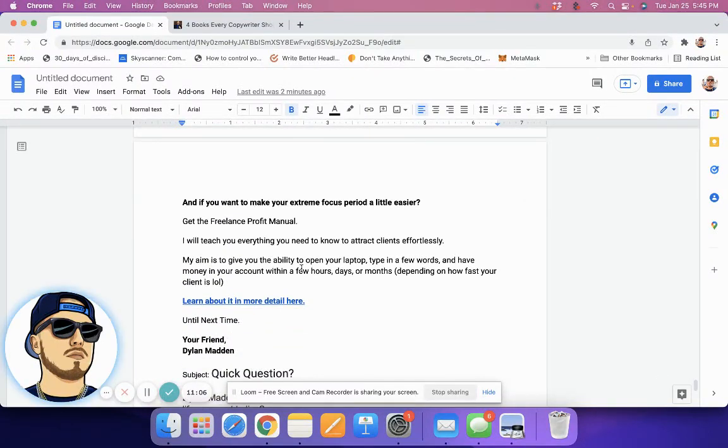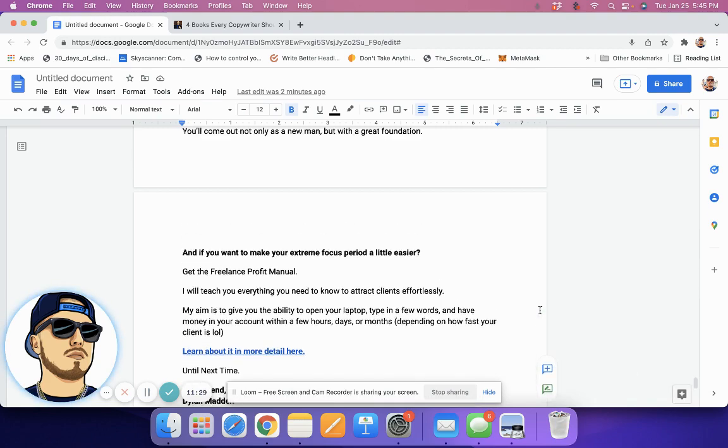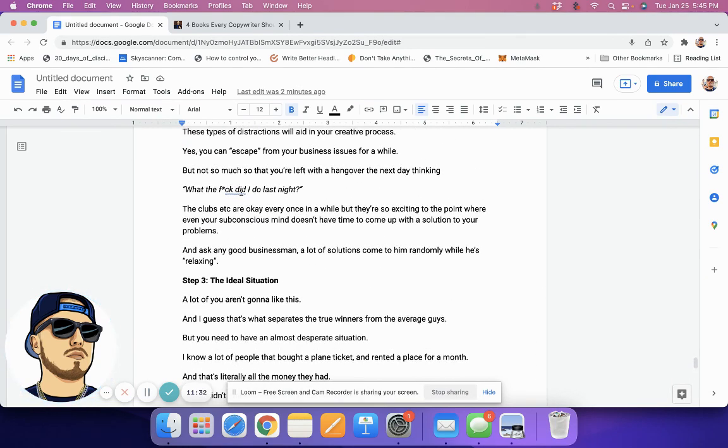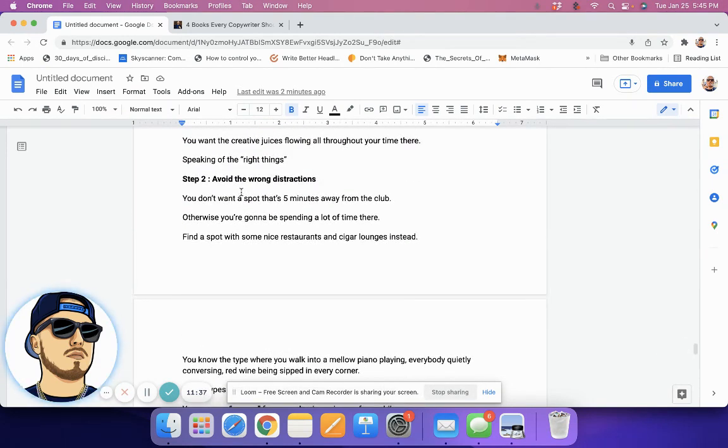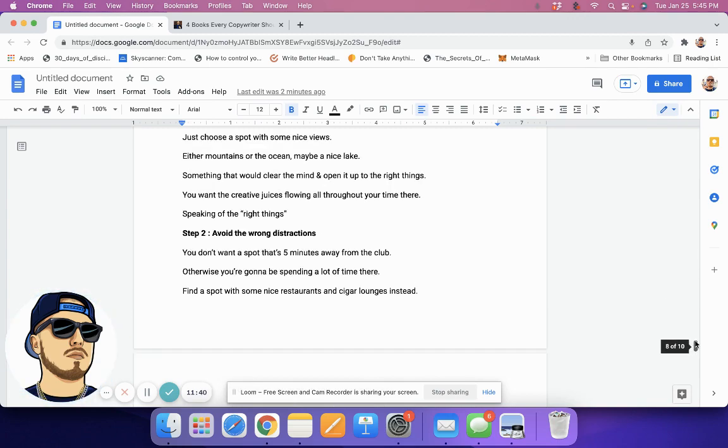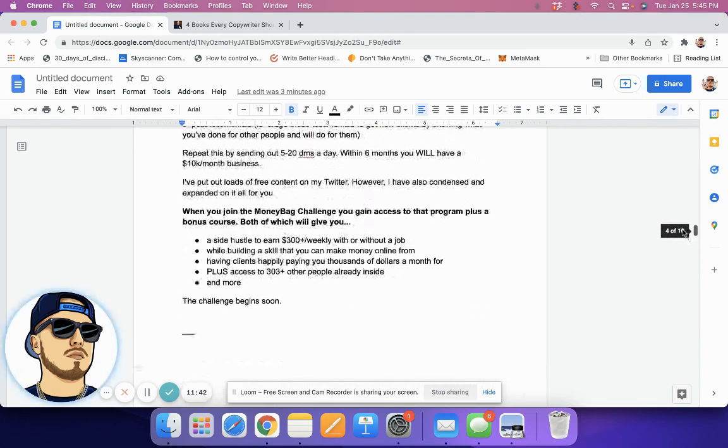my aim is to give you the ability to open up your laptop, type in a few words, and have money in your account within a few hours, days, or months, depending on how fast your clients are. LOL. Learn about it in more detail here. Boom. So if you are interested in being able to make money from your laptop anywhere in the world, you're going to want to know more. So you're going to click that. But at the same time, even if you're not interested, you still got all this value from the email. So this is an example of a nurture email, but it also has a soft sell inside of it. So let's scroll up here.